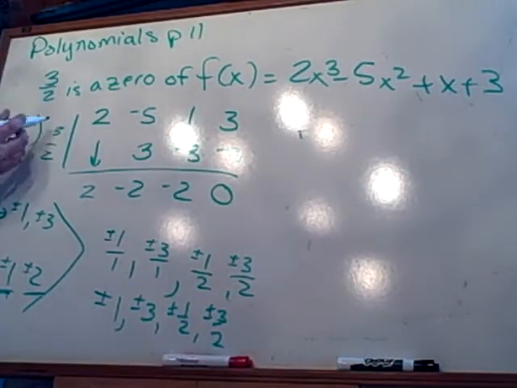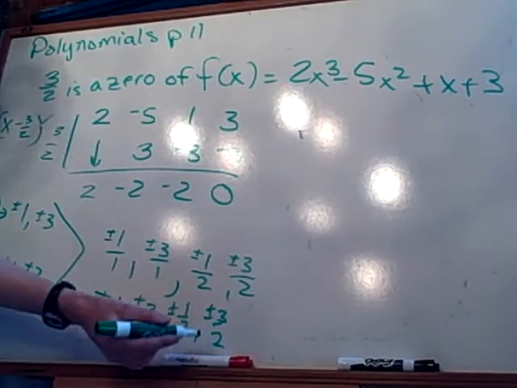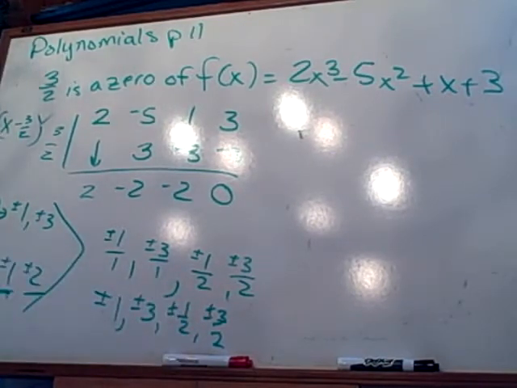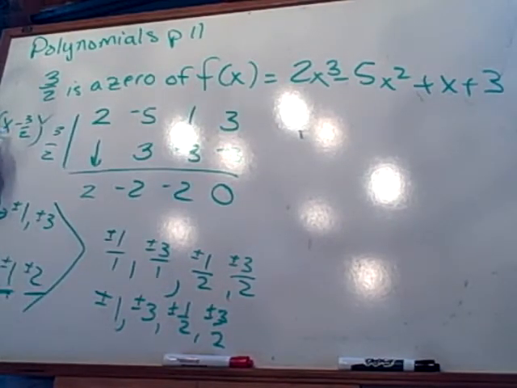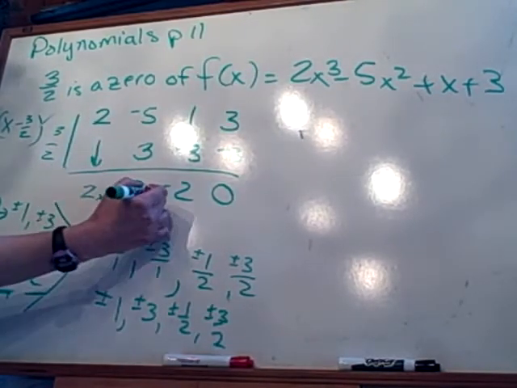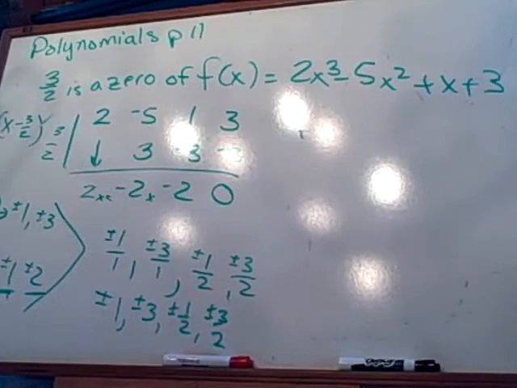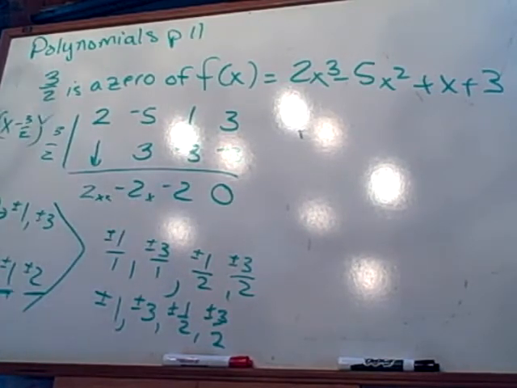Let's look at what we put in. What did we put in? We put in 3/2. 3/2 is one of the possible ones. Is that sweet or what? So let's look at what we got left over. This is just like saying x minus 3/2, right? That's my factor. Since this was x cubed, this becomes the x squared, this becomes the x, and this becomes the constant. So I'm left with 2x squared minus 2x minus 2.